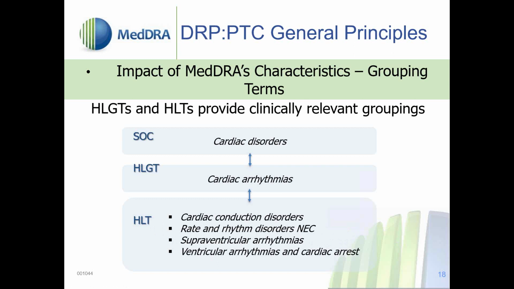So if you were interested in the occurrence of supraventricular arrhythmias, you would look at the HLT supraventricular arrhythmias and the HLT rate and rhythm disorders, NEC. Because some supraventricular arrhythmias may have been reported vaguely, that's why you should look into this NEC grouping. But also remember the non-multi-axial SOCs, like for instance SOC investigations with some PTs related to relevant ECG findings. We come to this later. But this is how you can use these grouping terms in the hierarchy of MedDRA for your data retrieval and also for your data presentation.